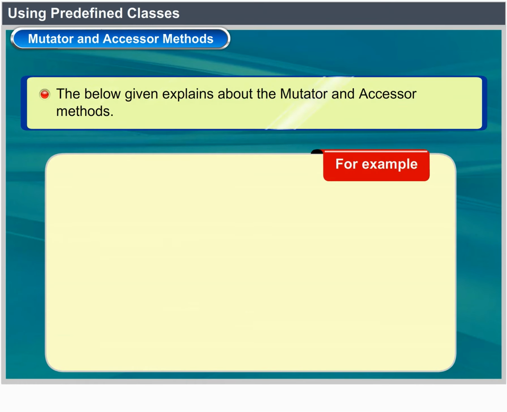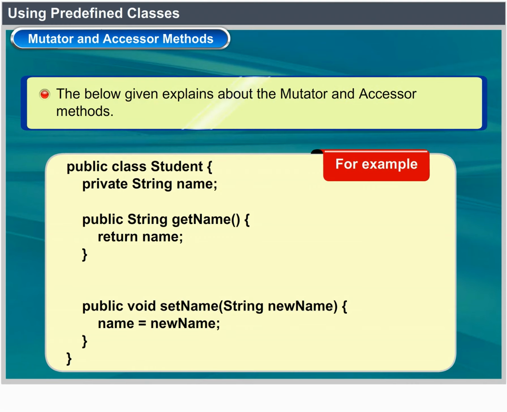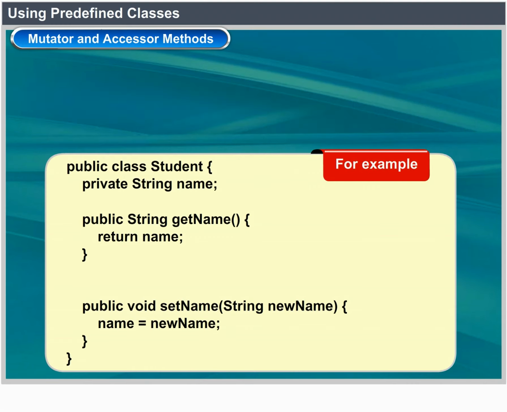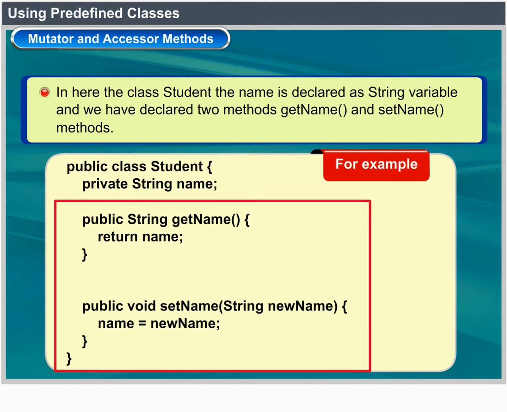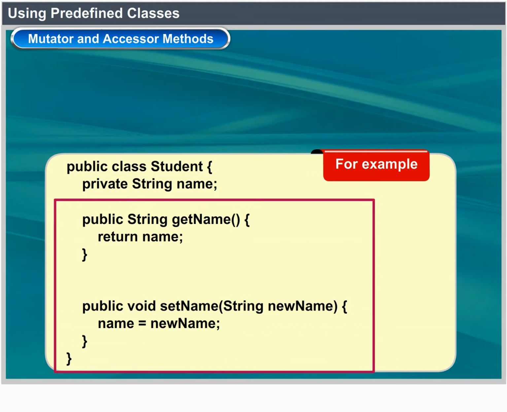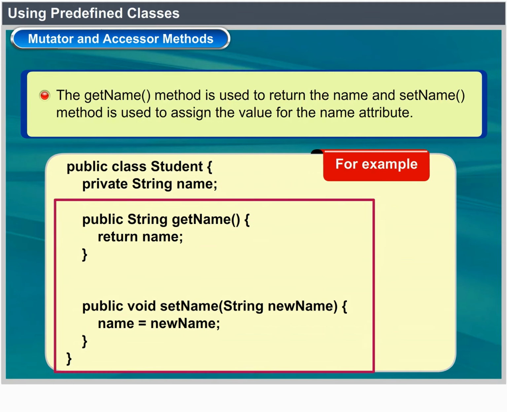The program given below explains the mutator and accessor methods. In the class Student, the name is declared as a String variable and we have declared two methods, getName and setName. The getName method is used to return the name and the setName method is used to assign the value for the name attribute.